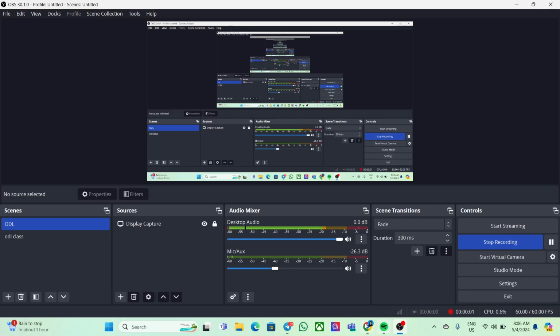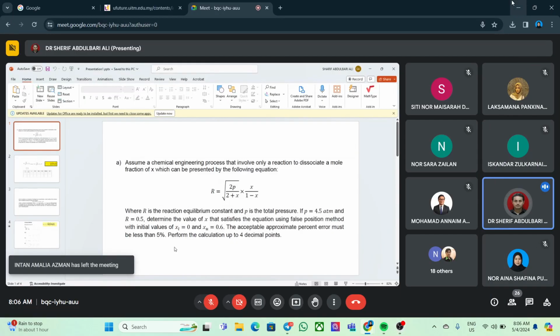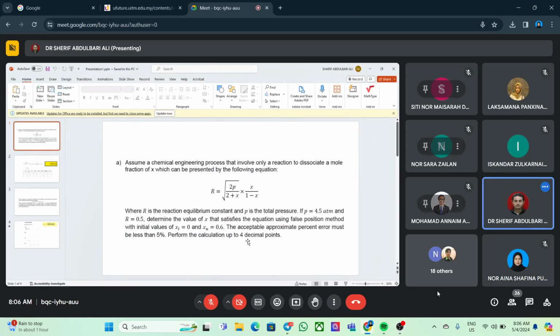Remember, it falls down or is less than 5%. And here also you're going to perform your calculation up to 4 decimal points.